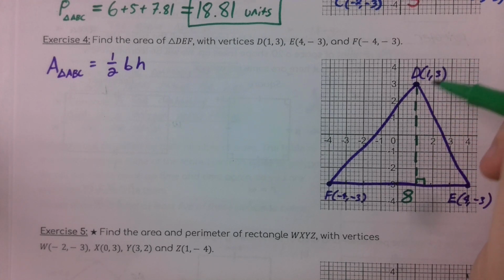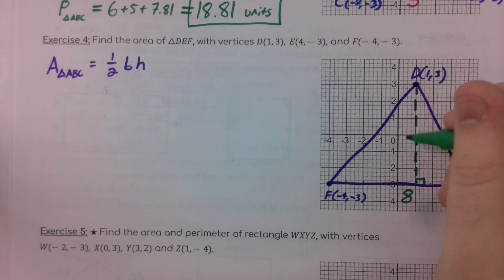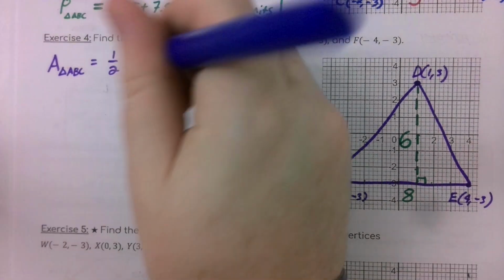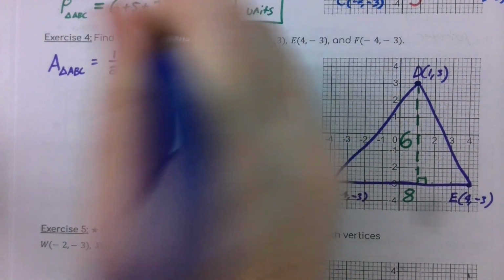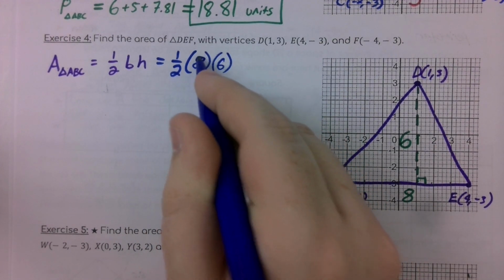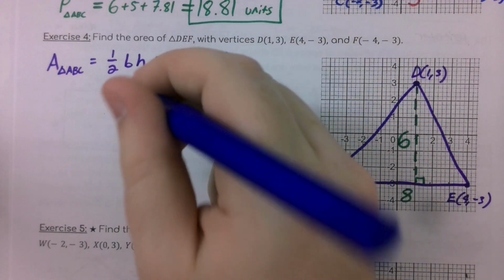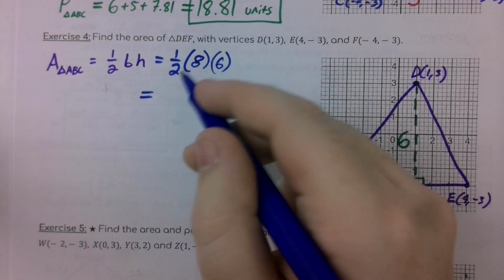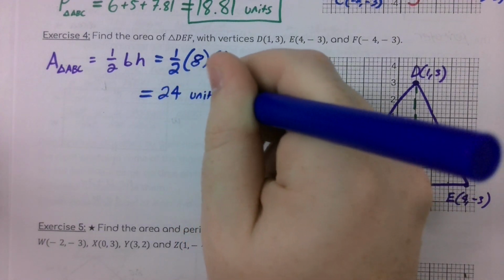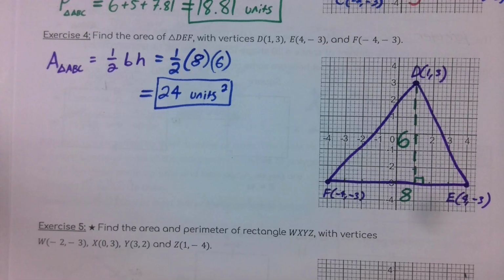How long is that segment? Well, again, it's vertical, so we can count out 1, 2, 3, 4, 5, 6. We have a height of 6. So in that case, the area here is going to be 1/2 of, the base is 8, the height is 6. It's just 1/2 of 8 times 6. If I plug this into a calculator, I will end up getting 24 units squared. Fantastic.